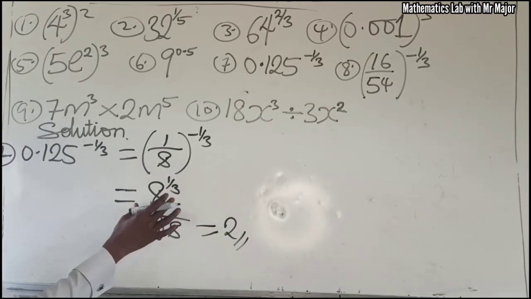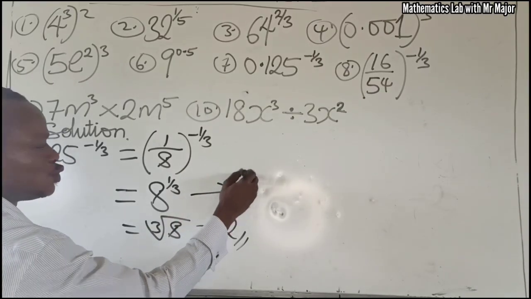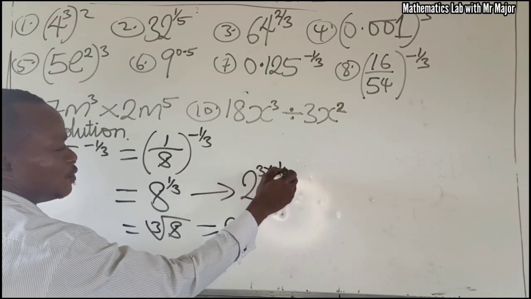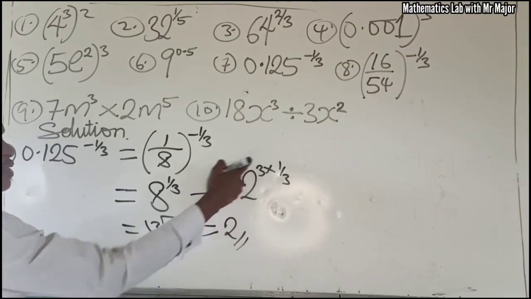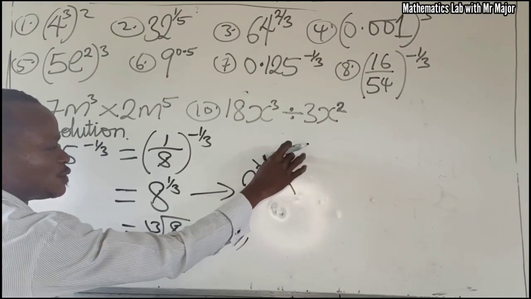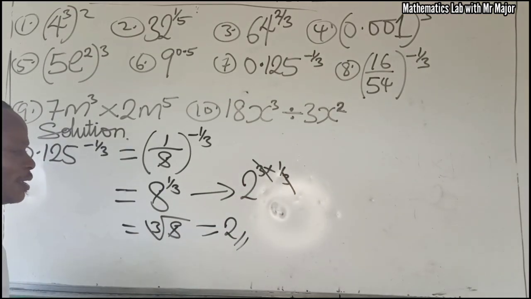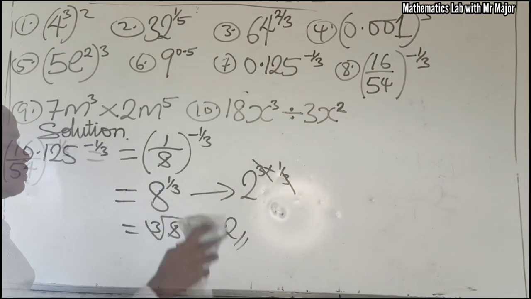Of course, if you don't want to handle it this way, you can continue like this as 2 raised to power 3 times 1 over 3. Since 2 raised to power 3 is another way of writing 8, then this will cancel this. Then 2 raised to power 1 is still equal to 2. So you either do it like this or like this. You have the same answer.